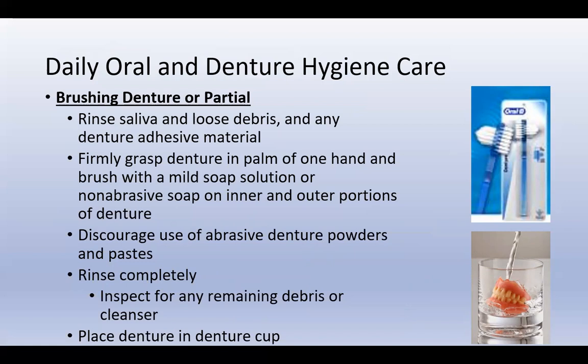And usually we hold it from top to bottom. We don't necessarily palm it, because if it's a partial, we could bend it, or if it's a full upper denture, it could slip out of our grasp. So usually we want to hold it top to bottom when we're brushing it. Discourage use of abrasive denture powders and pastes, and rinse completely. Inspect for debris or any leftover cleanser, and then place the denture in a denture cup.